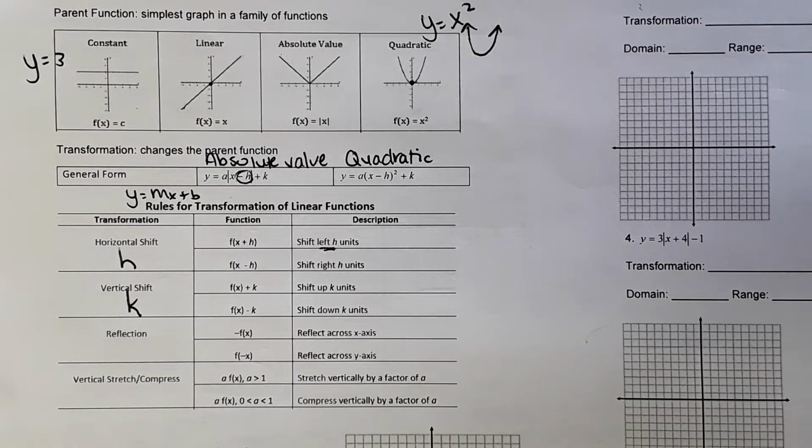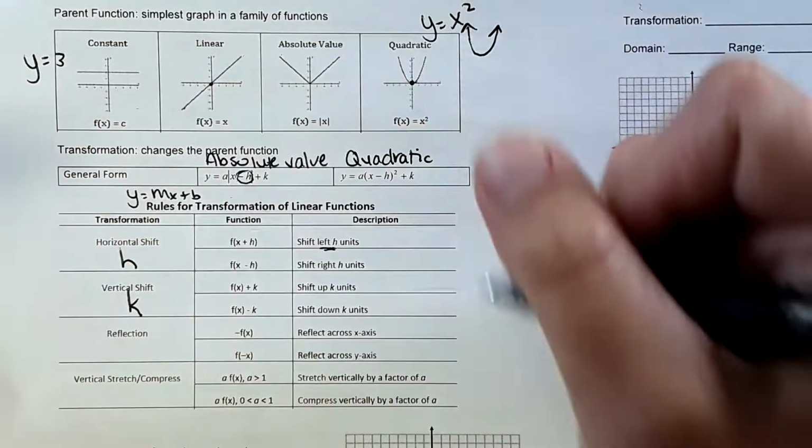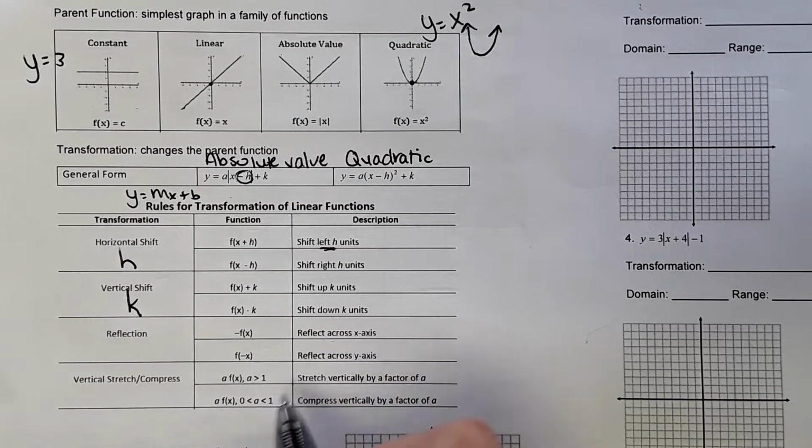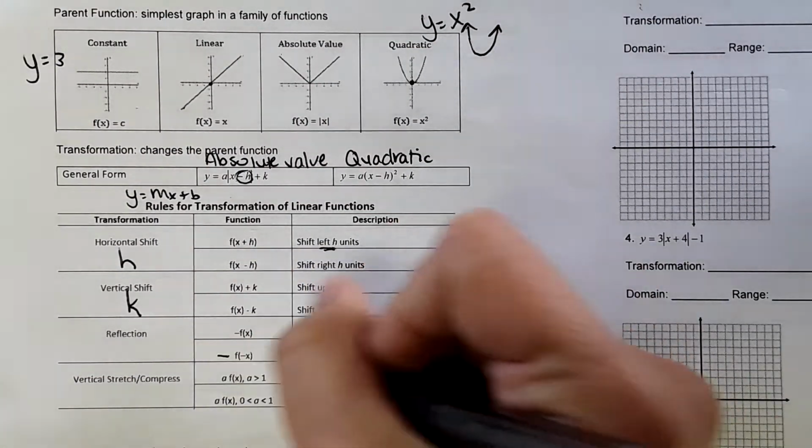Okay. Next, reflection. If it's a negative coefficient, like this, it reflects across the x-axis. We don't come across this today, so we don't have to worry about that.